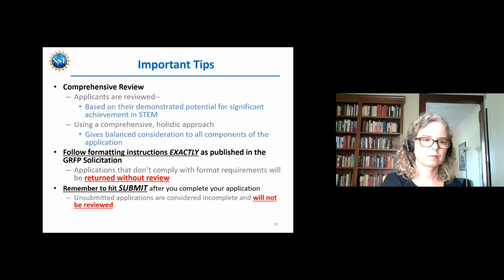You should be very careful in following the format instructions, because applications that don't comply with the format requirements are returned without review. And please remember to submit. If you don't submit your application, it won't be reviewed. So those are some important tips.